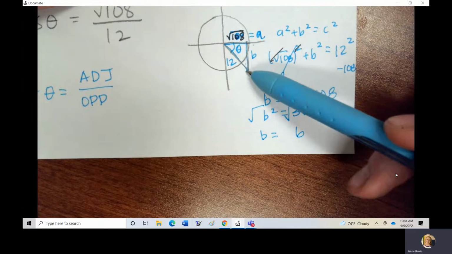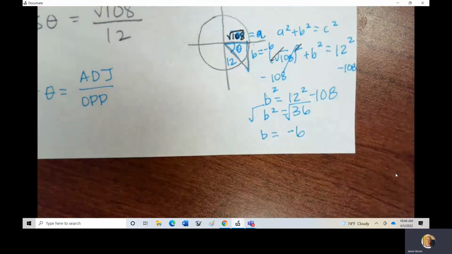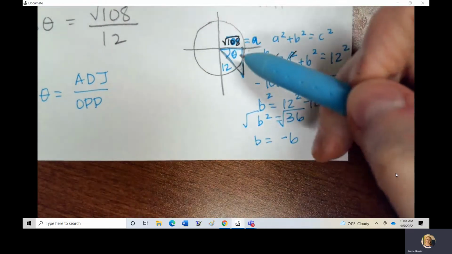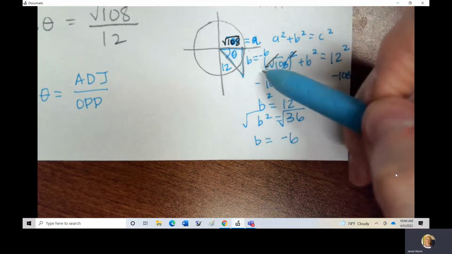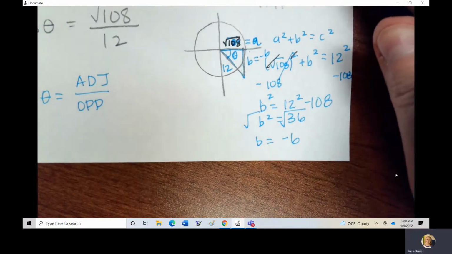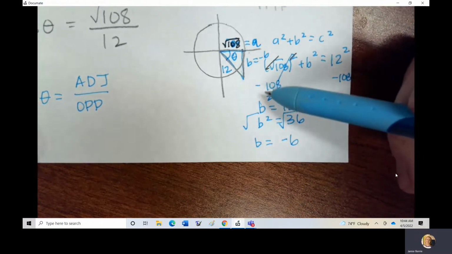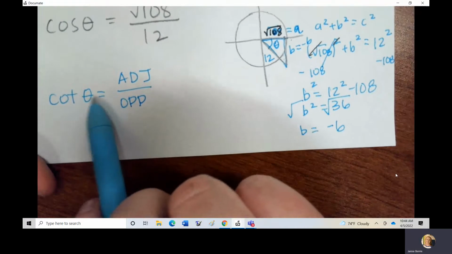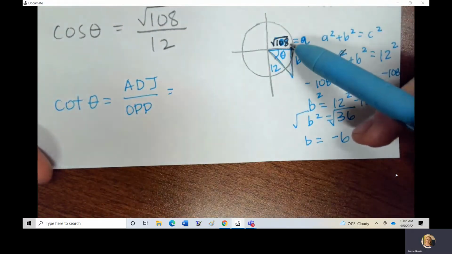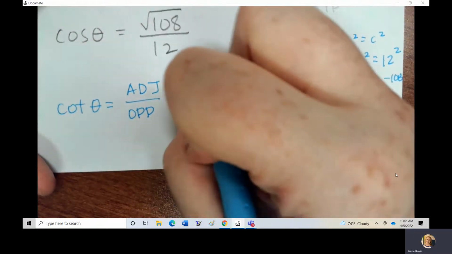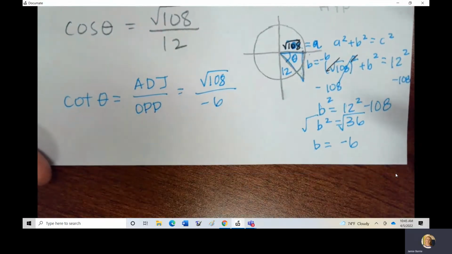Now, we're down here in the fourth quadrant. If we're going down in this direction, B must be negative 6. If it was up here in the first quadrant, B would have been a positive 6, but it's down here in the fourth quadrant, so that y value must be negative. We're below the x-axis. So we can figure out what cotangent of theta is now. It's adjacent over opposite, so that's going to be square root of 108 over negative 6. All right, so there's cotangent.